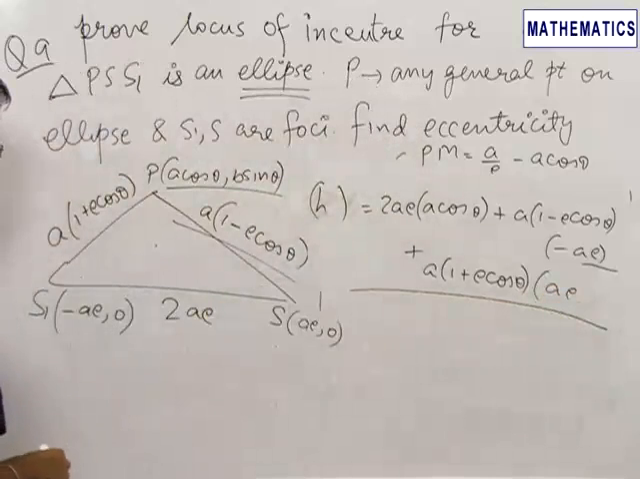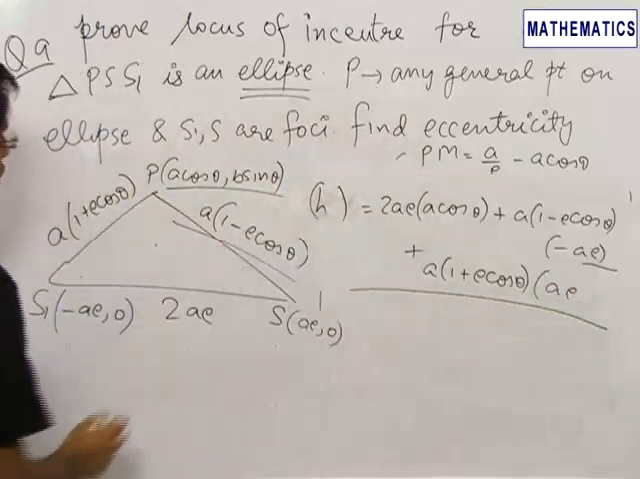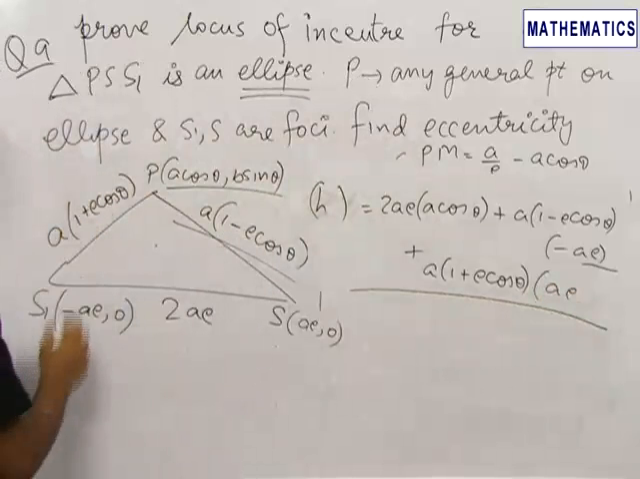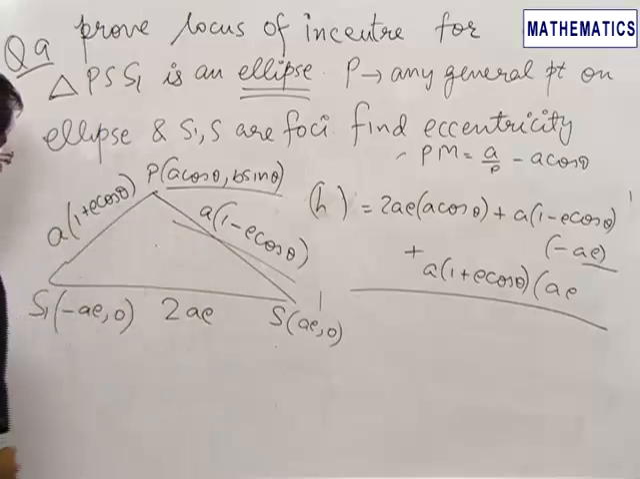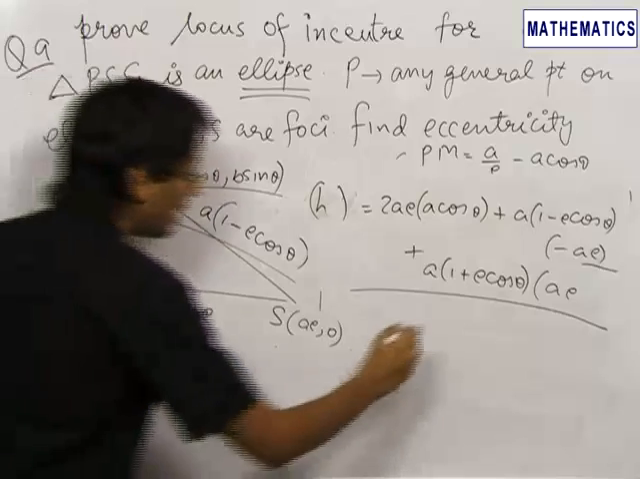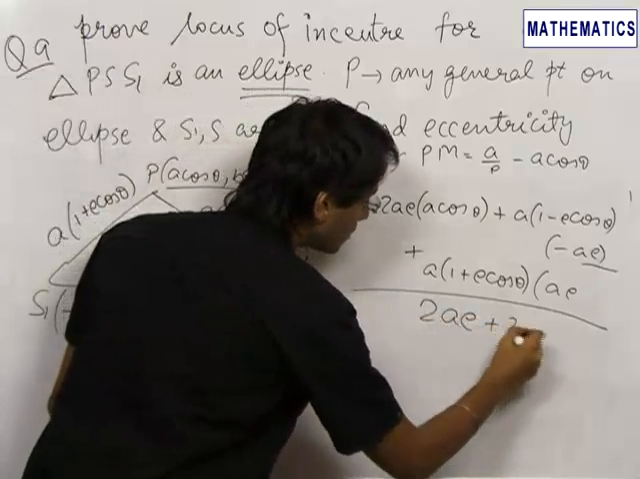When we do A plus B plus C, we can see that minus AE cos theta gets cancelled with AE cos theta. We have 2A from the addition of A plus A, and 2AE. So this is 2AE plus 2A.